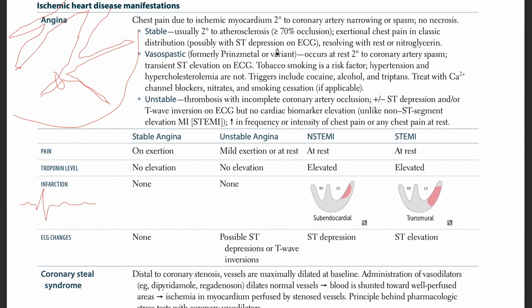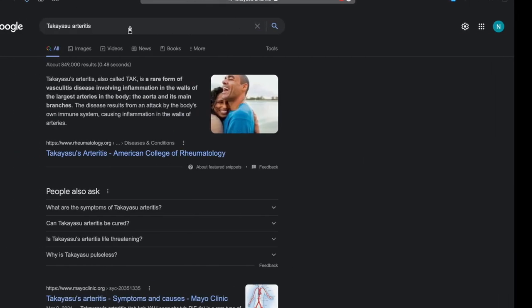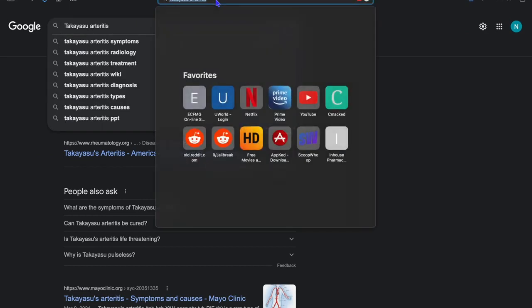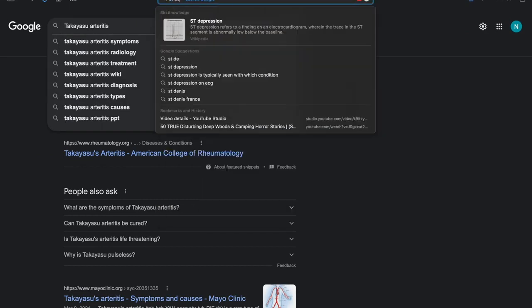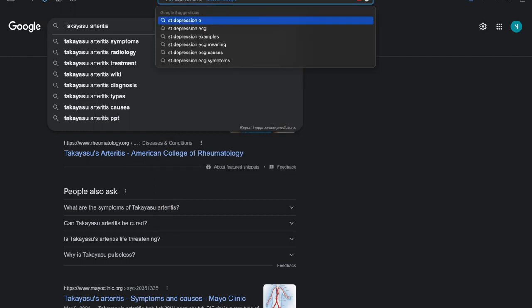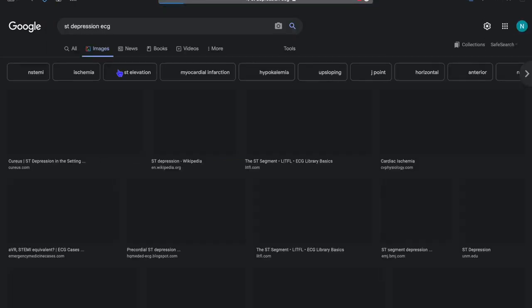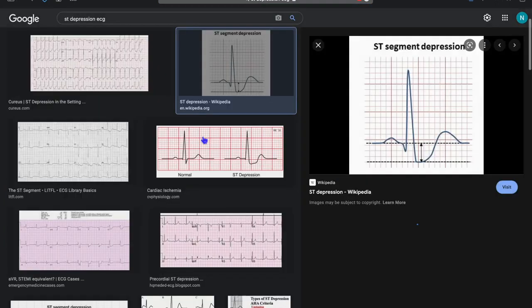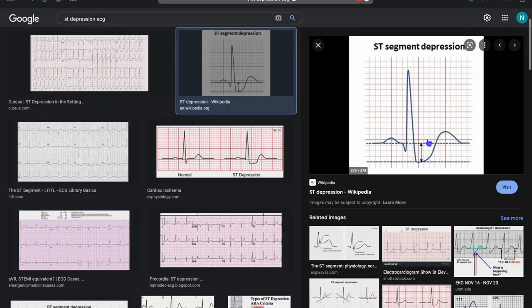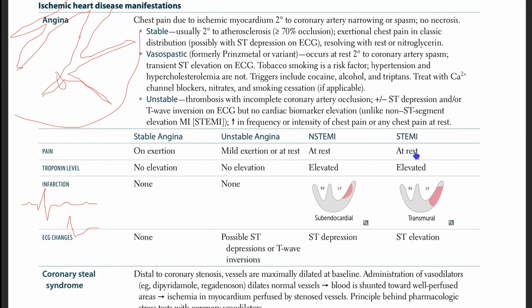So when they say ST depression, they're talking about this one. So instead of this, you'll have something like that. Okay, so that's an ST depression. Actually, let me just type it in here. Okay, so that's the ST segment depression. So why does that happen?